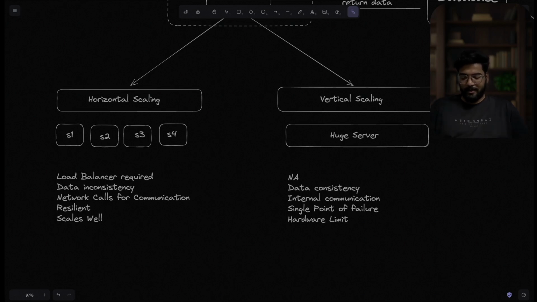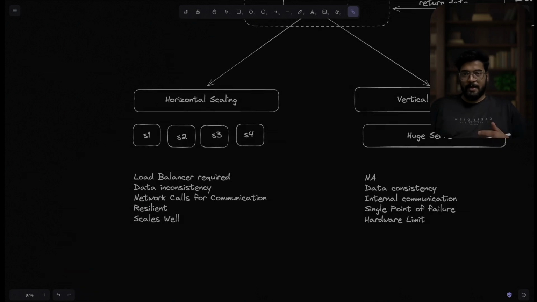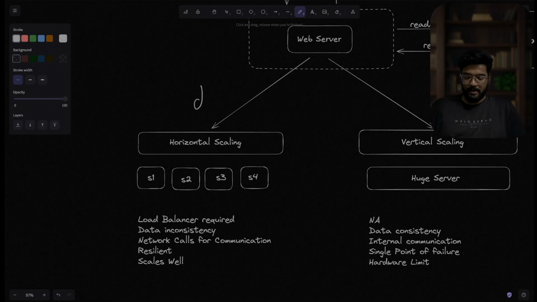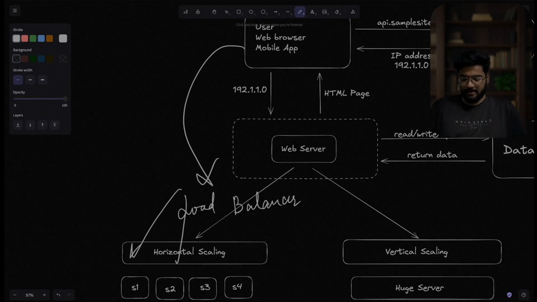Now, in the next video, we'll be talking about how the load balancer works, because in practice, horizontal scaling would always be preferred as compared to vertical scaling because of these points, which are single point of failure and hardware limit. In practical use, we will always be using horizontal scaling and will be using a load balancer. So here the load balancer will be coming, and we need to direct the traffic that is coming from our clients to these multiple servers. So all this discussion we'll be having in our next video.